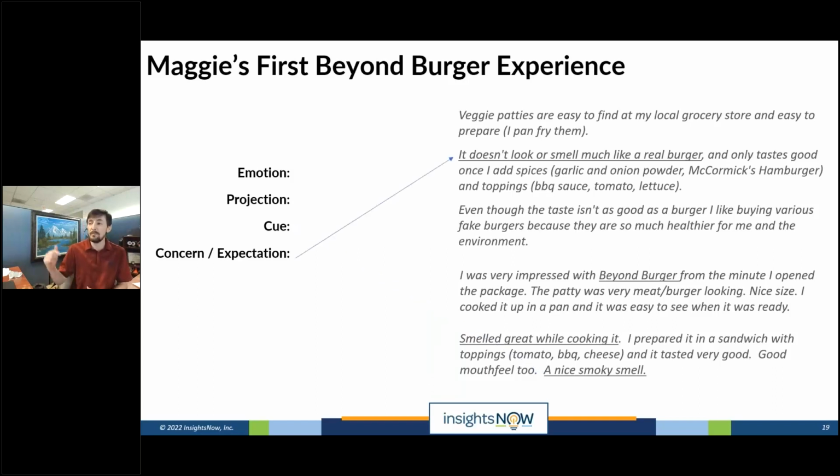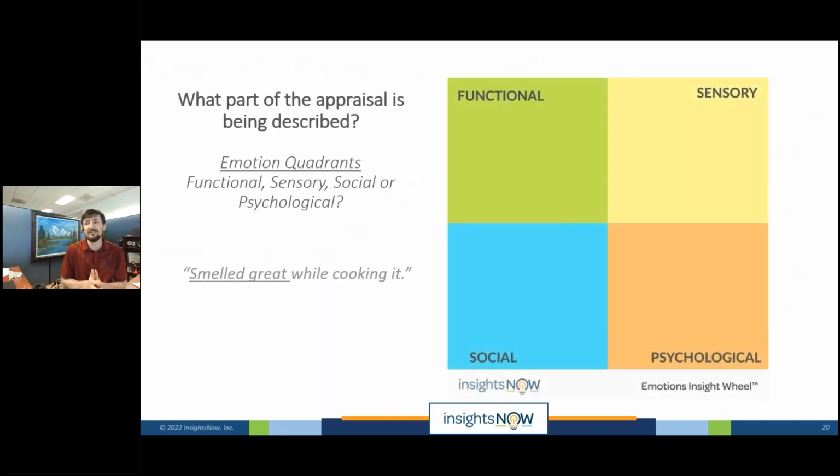Well, if we go back to her original commentary about her current experience, the veggie burgers she is using now don't smell or taste much like a real burger. So there's a gap there. She's actually talking about the smell. It's got a great smell, and this is more in line with a real burger. Okay, so let's take a look then.